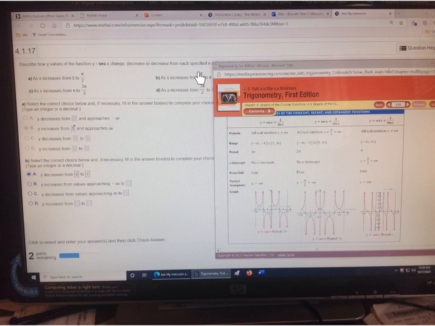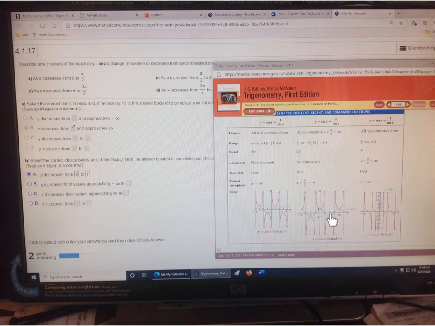Then we look at what it's doing from pi halves to pi. If you come down here, here's x from pi halves to pi. What's the graph doing? Right here's the graph. Now it's coming from negative infinity up to negative 1. So y increases from negative infinity up to negative 1, I believe, would be the correct answer here.